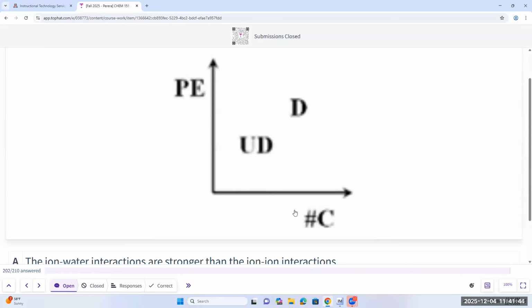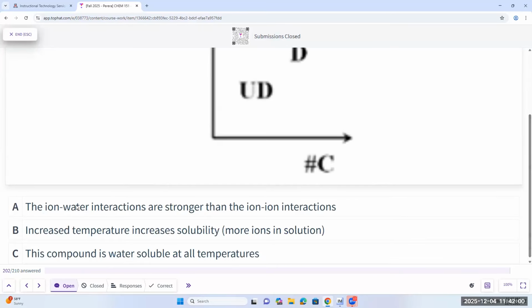Here's the thing: ion-water interactions occur in what state? Dissolved or undissolved? The dissolved state, right? They are telling me that ion-water interactions are stronger than the ion-ion interactions. If this is the case, the dissolved state must have a lower potential energy, because the stronger the attractive interactions, the lower the potential energy. But this is not the case according to the Beck diagram. According to the Beck diagram, the dissolved state has a higher potential energy, meaning ion-water interactions are weaker than the ion-ion interactions. Therefore, option A is incorrect.